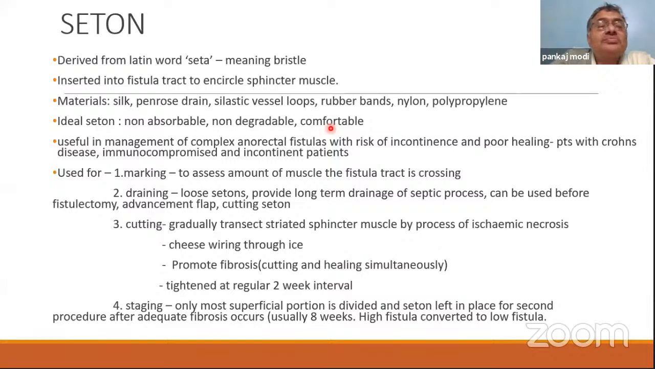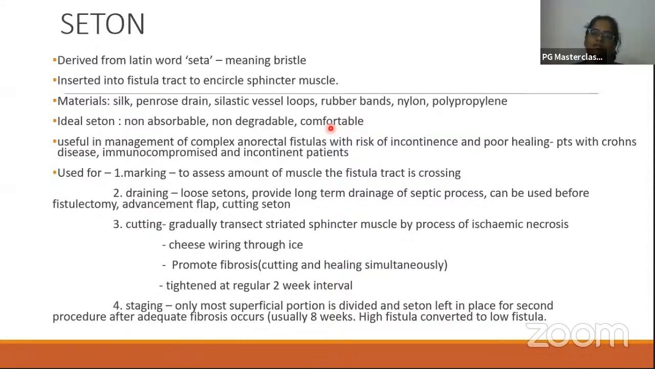It is inserted into the fistula tract to encircle the sphincter muscles. The materials used are silk, Penrose drain, elastic vessel loops, rubber bands, nylon or polypropylene. Very good. You can also use umbilical tape. Umbilical tape also can be used. An ideal seton is non-absorbable, non-degradable and comfortable to the patient, and causes minimum reaction.